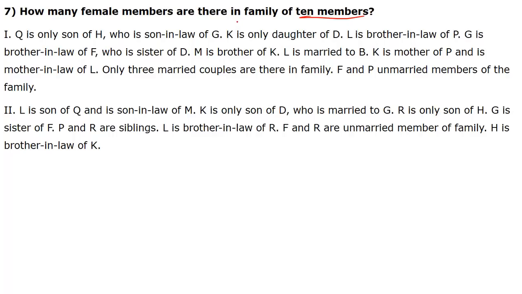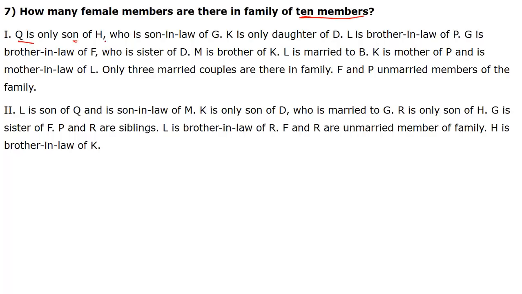So there are 10 members in the family, and we need to check out how many of them are female. We shall go one by one, friends. We shall check out statement 1 first. There are 10 members in a family. We need to check out how many members are female out of that. So for the first statement, we need to draw a family tree here because the relations are given.